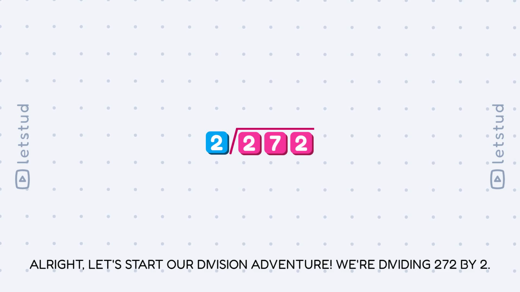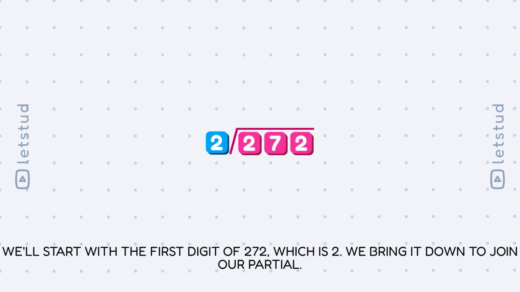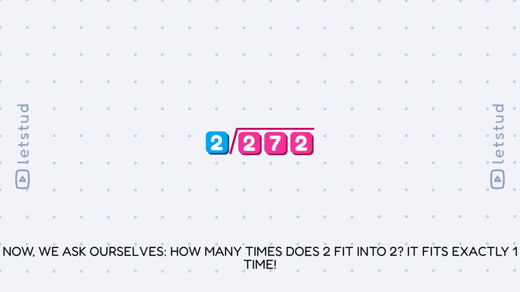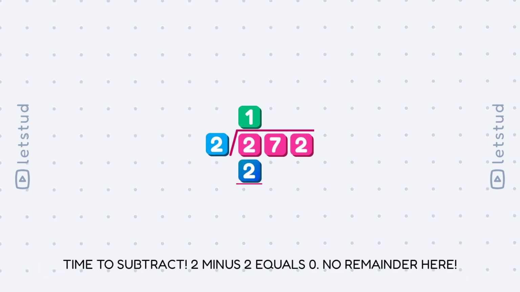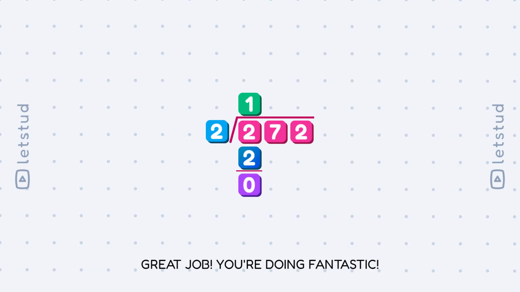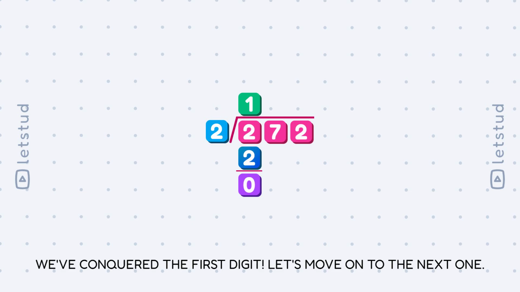Alright, let's start our division adventure. We're dividing 272 by 2. We'll start with the first digit of 272, which is 2. We bring it down to join our partial. Now we ask ourselves, how many times does 2 fit into 2? It fits exactly 1 time. Let's check our work. 1 multiplied by 2 is 2. That matches our partial. Time to subtract. 2 minus 2 equals 0. No remainder here. We've conquered the first digit.